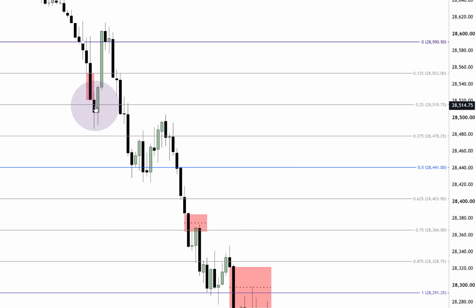So the open on this candlestick, 506.50. I'm sorry, I read that wrong. 28,521 and a half. So 21 and a half, and the close on this is 22. So there is a volume imbalance there. So there's your first presented fair value gap.